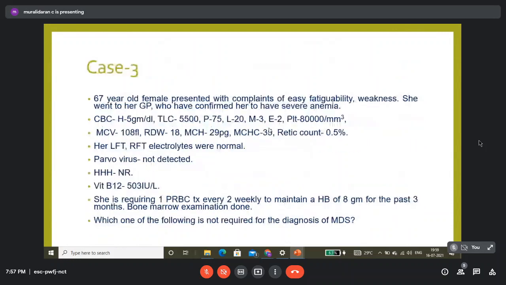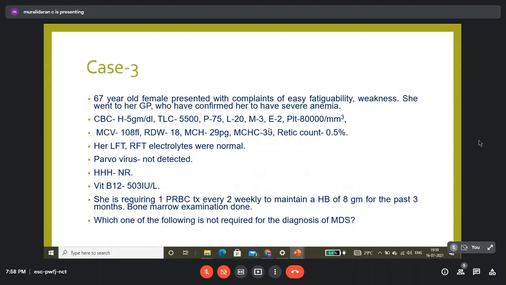So moving on to case 3. It is a 67-year-old female patient who presented with complaints of easy fatigability and weakness. She went to a GP and was found to have severe anemia of around 5 grams and platelet counts around 80,000, but WBC counts are normal. On the peripheral smear the differential counts are normal, but there was macrocytosis. Retic is low, less than 1%. Parvovirus not detected, triple H is non-reactive, and B12 levels are normal. LFT, RFT are normal.